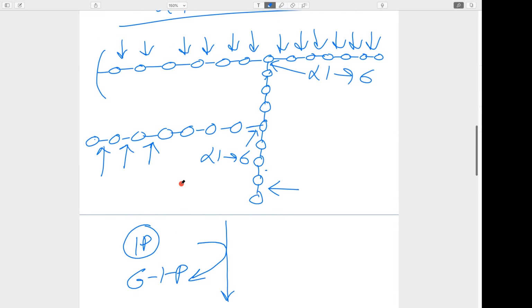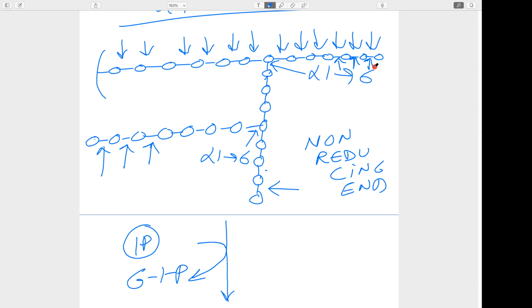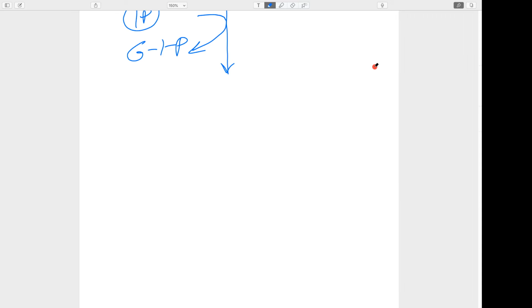The glycogen phosphorylase removes the glucose residues from the non-reducing end. Here also you can see, it is removing from the non-reducing end. Then ultimately, when the non-reducing ends are removed, what do we get? We get the limit dextrin. How does this limit dextrin look like?